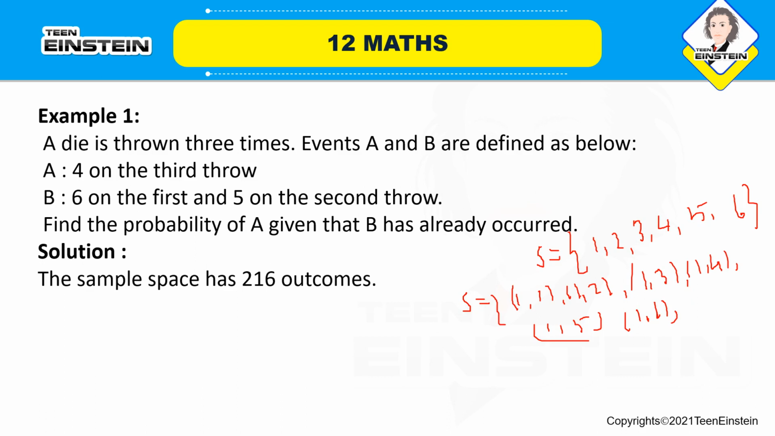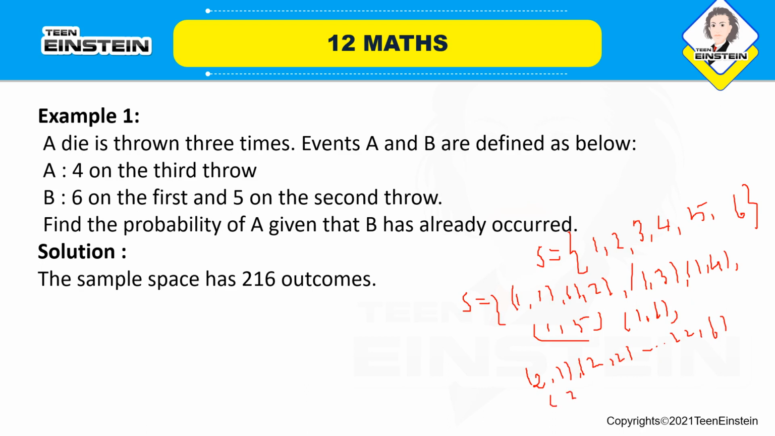So here the first number is fixed. Now you fix the number as 2. So either you will get 2 1 or 2 2 or 2 3. It goes on up to 2 6, right?